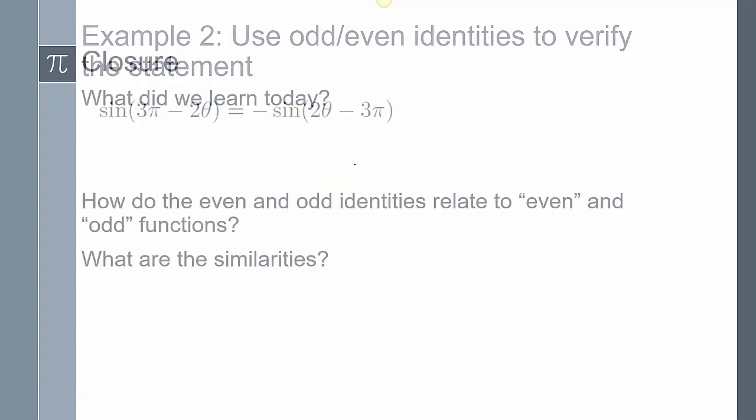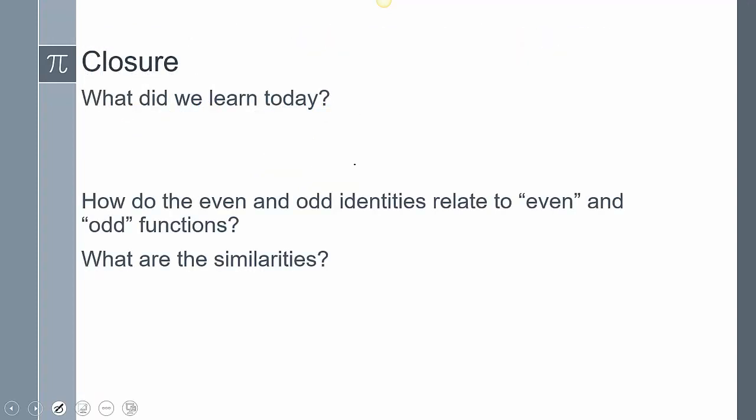Fairly simple. So to close today's lesson, what did we learn today? Well, we talked about power reduction identities and even and odd identities. Very simple, very straightforward. Now, how do the even and odd identities relate to even and odd functions? I want to hear back from you guys and then tell me what the similarities are.